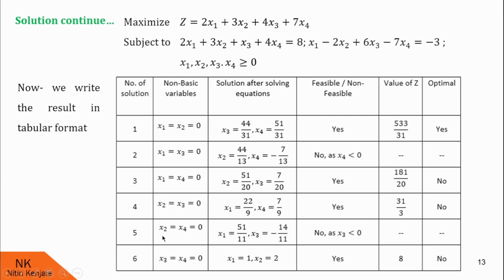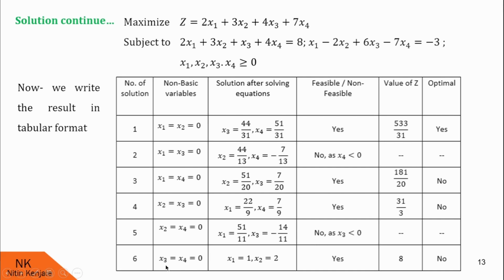Similarly, we will see what happens when x2 and x4 are kept 0. After substituting x2 and x4 equal to 0 into these constraints, we see x1 is 51 upon 11 and x3 is minus 14 upon 11. Since x3 is less than 0, it does not obey this non-negative restriction. Therefore, this solution is not a feasible solution.